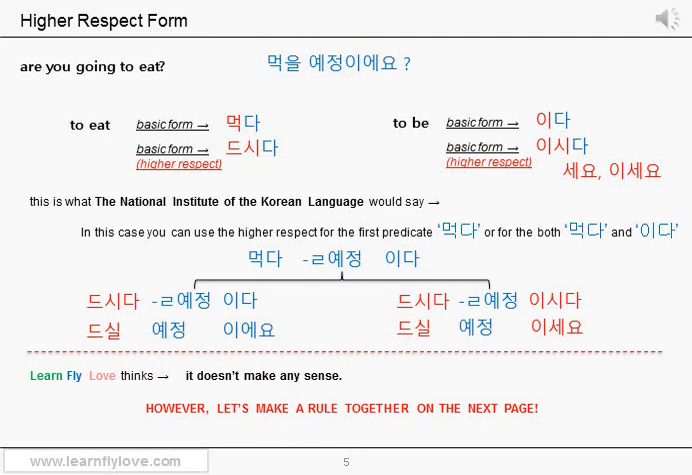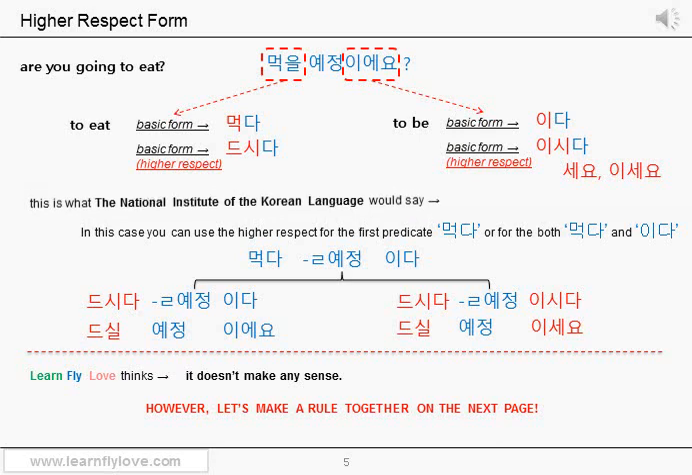Let's take a look at this sentence then. Are you going to eat? 먹을 예정이에요? It also has two predicates, 먹을 and 이에요. 예정 is just a noun, which means a schedule or something prearranged. 먹을 is, of course, from the verb 먹다. And you know where 이에요 came from? Yes, 이다. This is the tricky one.